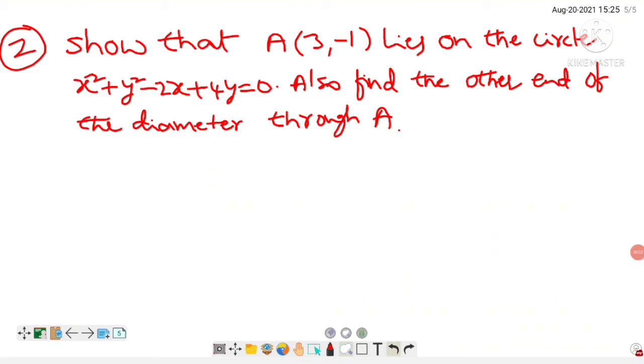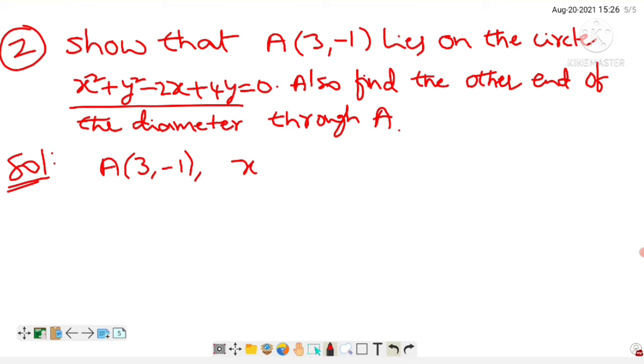Next question. Show that A(3, -1) lies on the circle x² + y² - 2x + 4y = 0. Also find the other end of the diameter through A. So the given point is A(3, -1), and the given circle is x² + y² - 2x + 4y = 0.